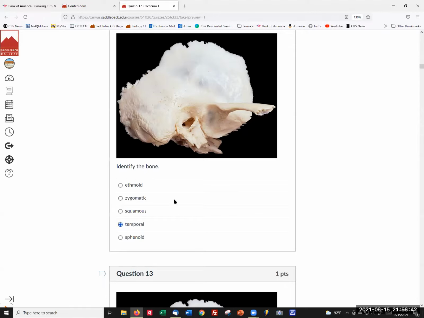Okay. Here's the temporal bone. You look at this, you got to realize that that's the external auditory meatus. And here is the first part of the zygomatic arch. The lower portion here is the petrous portion, and the upper portion is the squamous portion.